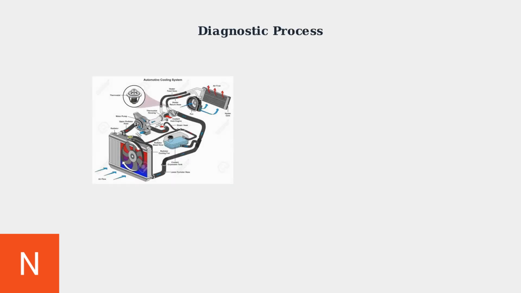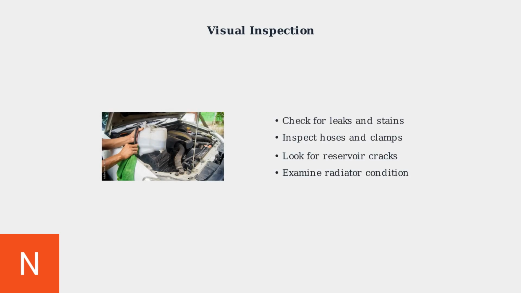Diagnosing coolant loss requires a systematic approach using three key methods: visual inspection, pressure testing, and combustion gas testing. Start with a thorough visual inspection. Look for obvious leaks, coolant stains, damaged hoses, or cracks in the reservoir tank. Check all connections and clamps for looseness.